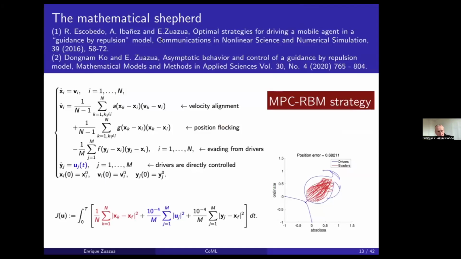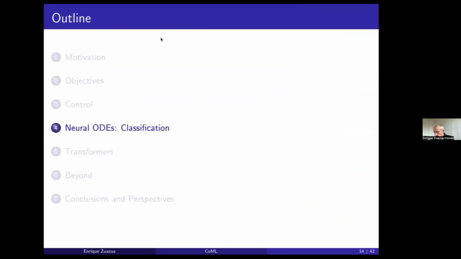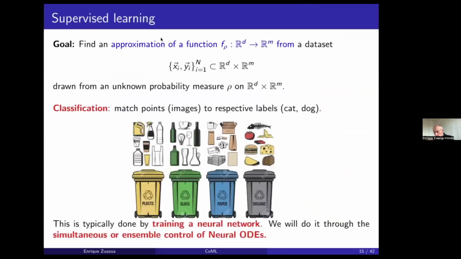In the video I showed you the first day, you see this application of herding, combining model predictive control and the random batch method. But our goal was to get back to machine learning and better understand the way machine learning benefits from these control ideas. So one of them, there are two different problems.